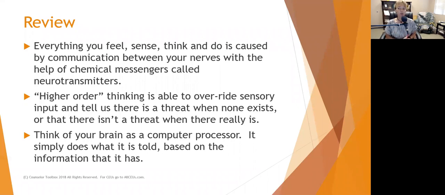Then we talk about how higher order thinking is able to override sensory input and tell us there's a threat when none exists, or that there isn't a threat when one really is. So we have our primitive instincts, and that's where our initial fight or flight responses come from, our initial emotions. But whether we stay with those emotions or not is dependent on our higher order thinking. If you're really stressed out, your body is devoting most of its energy to keeping you safe, so higher order thinking isn't getting a lot of energy, which makes it harder to differentiate, so people become much more stress intolerant. It's important to think of your brain basically as a computer processor. It simply does what it's told based on the information that it has. If it doesn't have new information, then it doesn't know what to do.